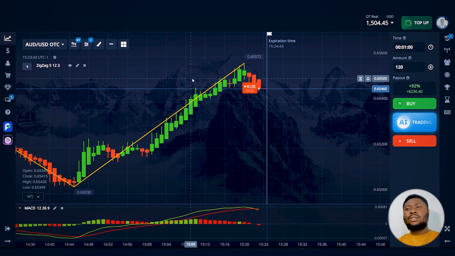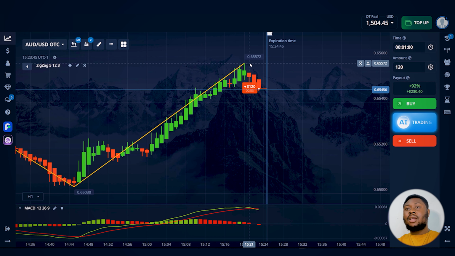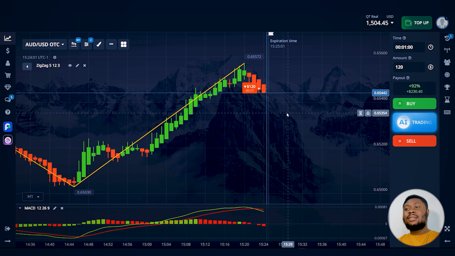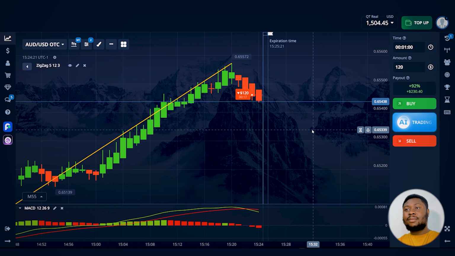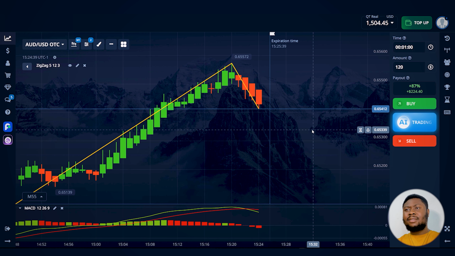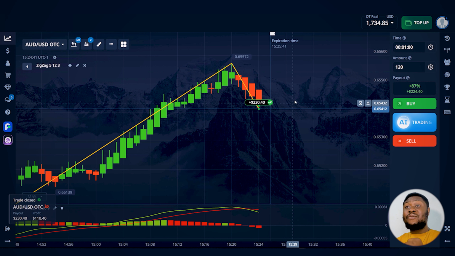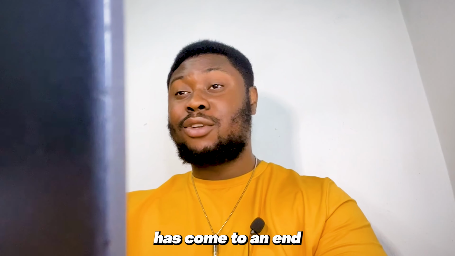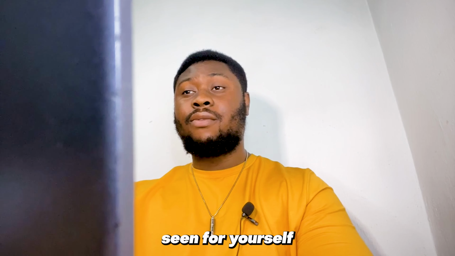As you can see, the strategy really works. It has certain rules that must be followed. If you do everything right, the result of working with the strategy will surprise you. Let's see how the situation plays out. Yes! The fourth trade is also profitable. In total, I was able to achieve a result of $1,734 for the session.